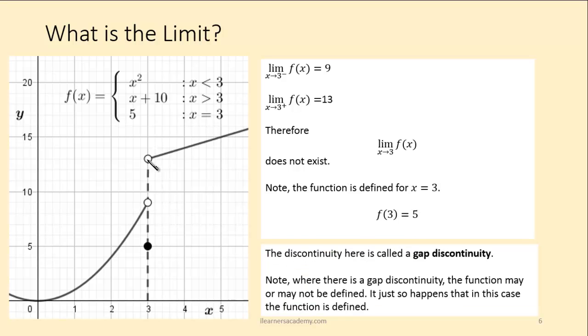This type of discontinuity is referred to as a gap discontinuity. Where you have a gap discontinuity, the function may or may not be defined. It so happens that in this case the function is defined. f of 3 is 5.